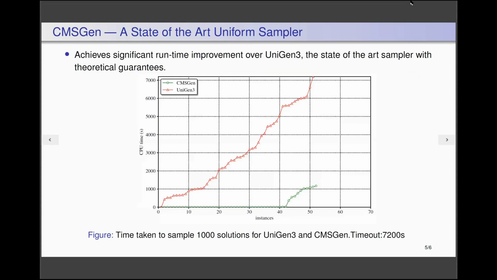Next, we show that CMSGen provides uniform samples without significant loss of runtime. On comparison with UniGen3 to sample thousands of uniform solutions, it turns out that CMSGen outperformed UniGen3 with a geometric mean speedup of 420 times.